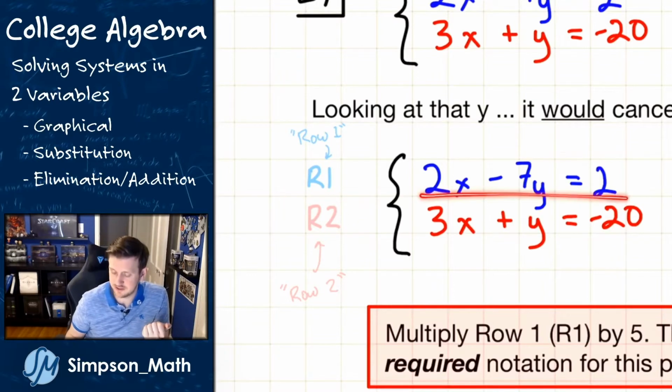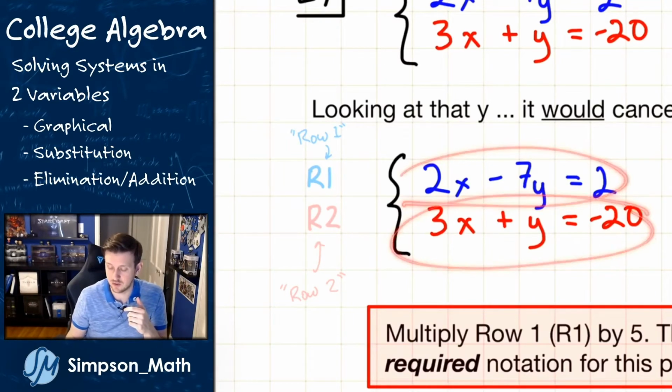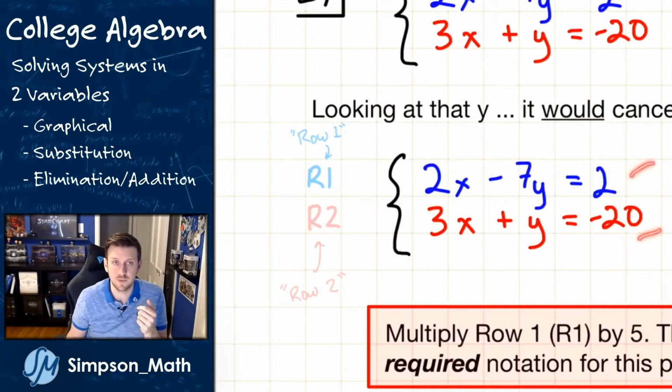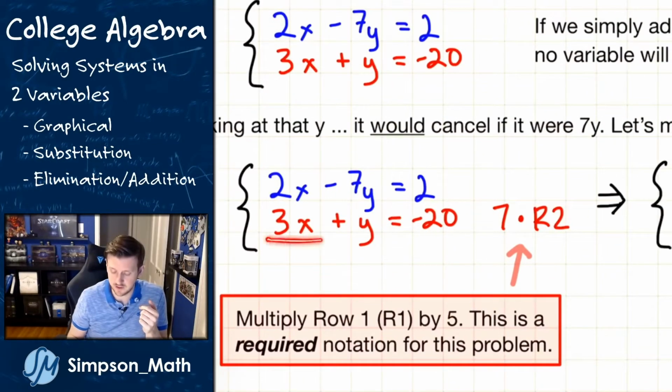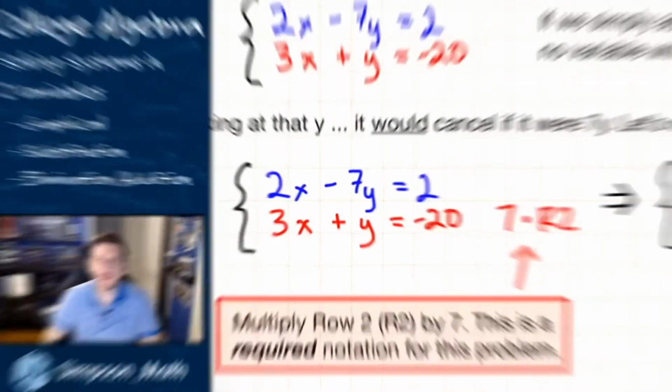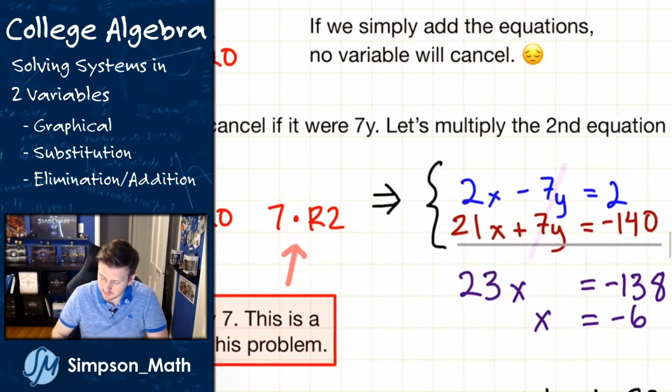So we have two equations, and when we write equations out, we write them horizontally. So that's row 1 and then row 2, or R1, R2. So what I'm going to do is multiply row 2, the equation in the second row, by 7. Oh, I just realized those words are not the right ones. This should be, all right, I fixed that error. So I'm going to multiply row 2 times 7. And again, this is a required notation. So we're going to do just that.